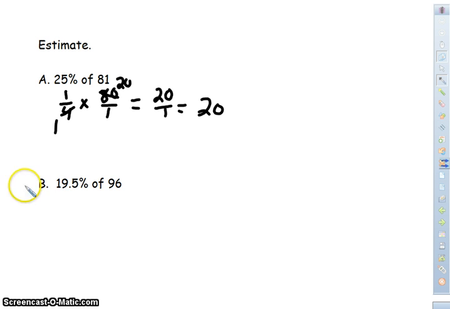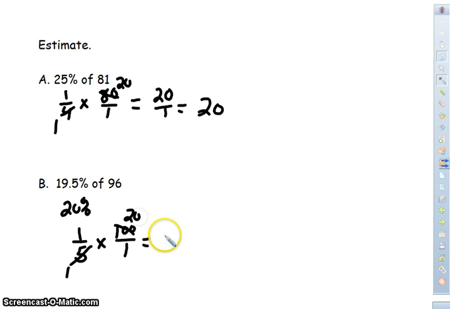For this one, again, compatible numbers, let's get rid of the decimal points. That's why it's estimation. So we're going to round this to 20%, which would equal 1/5 as a fraction, times, round this to 100, cross reduce, that's going to be a 1, this is going to be 20, and it's going to also equal 20. Okay? Questions on this, again, please ask.